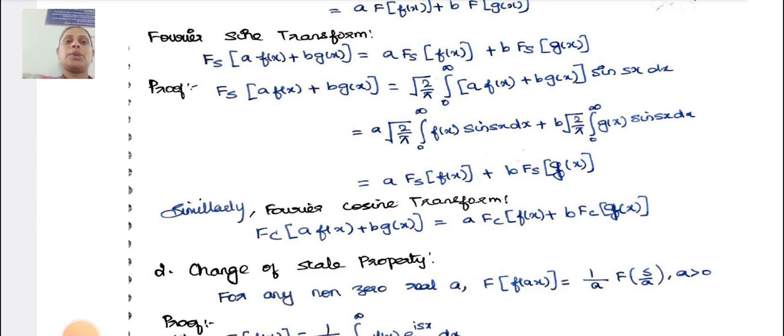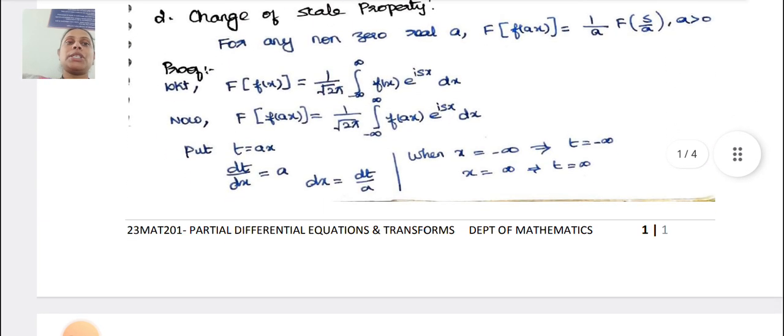Next we are going to see the change of scale property. For any non-zero real a, capital F of f of ax equals 1 by a times capital F of s by a. Here we take the left hand side, then we have to prove the right hand side. So capital F of f of ax equals 1 divided by root 2 pi, integral from minus infinity to infinity of f of ax e power i s x dx.